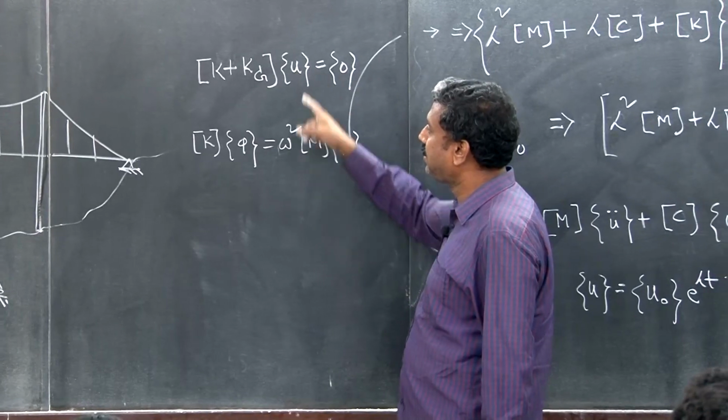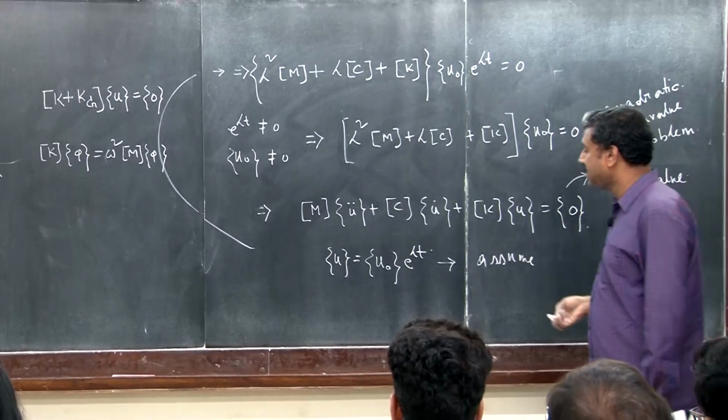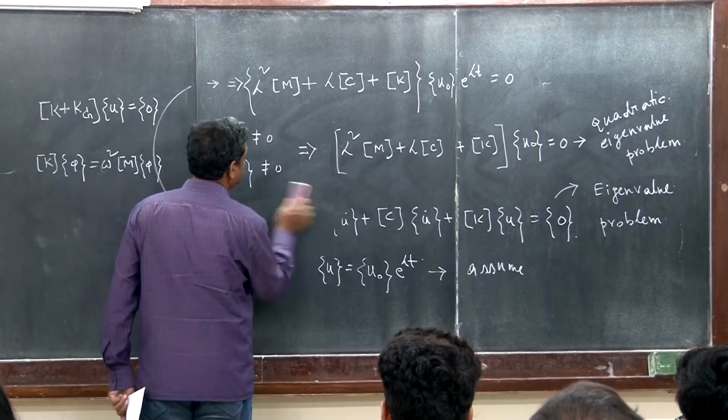This is nothing but lambda, okay? But here it is lambda square. That's what is a quadratic eigenvalue problem. Nevertheless, you can convert it into an eigenvalue problem in first order by using state space form.